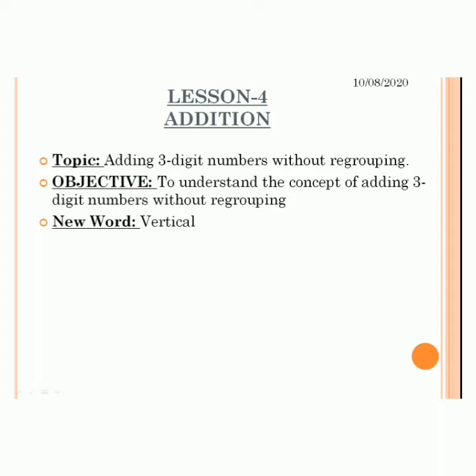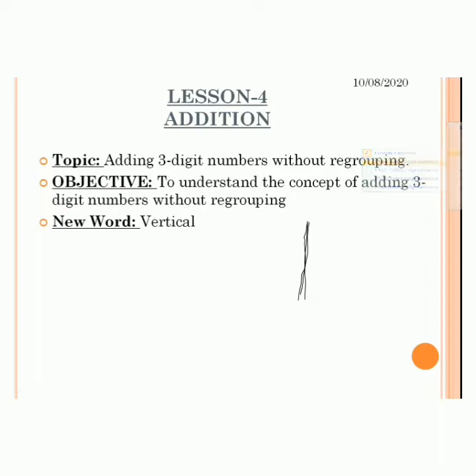Now write down today's new word. Today's new word is vertical. Again, I'm repeating. Today's new word is vertical. Okay. Now, what is the meaning of vertical? The meaning of vertical is up to down or down to up. Alright. Now, let's move on with the topic.